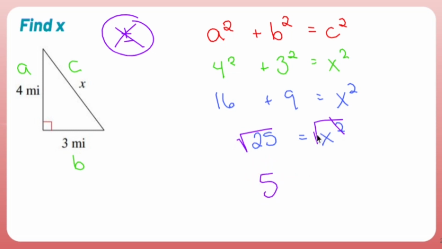The square root of x squared makes it just x. And I'm going to flip it around because I like my variable on the left: x equals 5. And I'm going to make sure I attach the unit of measure, which is miles in this case, because it's proper. You are asked to find the missing hypotenuse, and in this case, finding the missing hypotenuse is Pythagorean Theorem, combine like terms, square root, you get 5 miles.